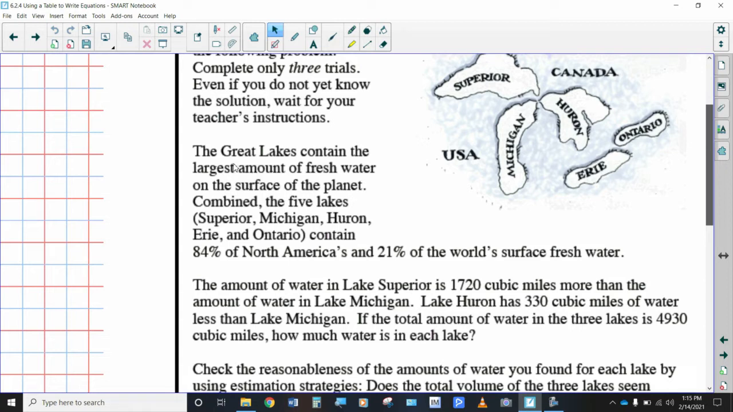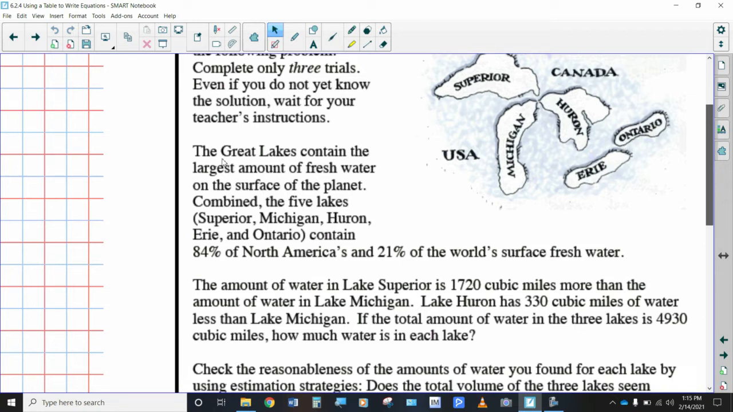So let's read a little bit about the Great Lakes. This is where I grew up. I was born here. I went to middle school, high school, and college right around there before moving to California. So I'm very familiar with all of these lakes, and I've actually been in every single one of them except Lake Ontario. Although I was at Niagara Falls, so I guess that kind of counts sort of.